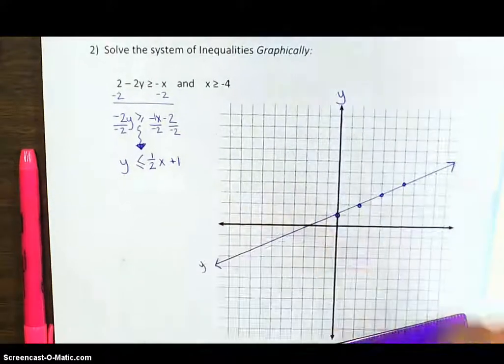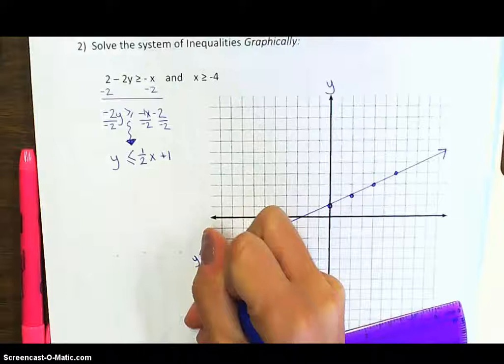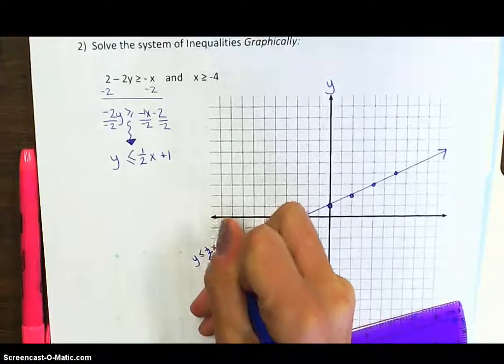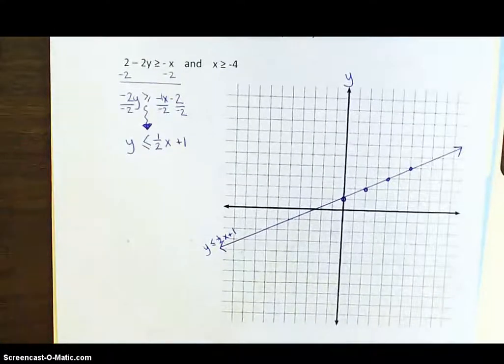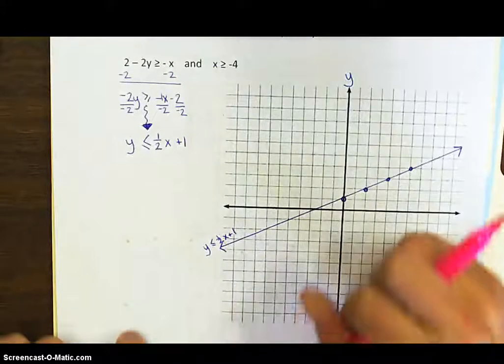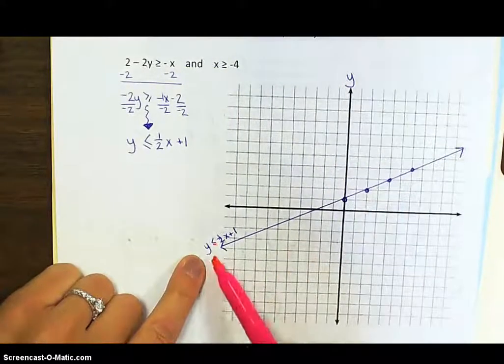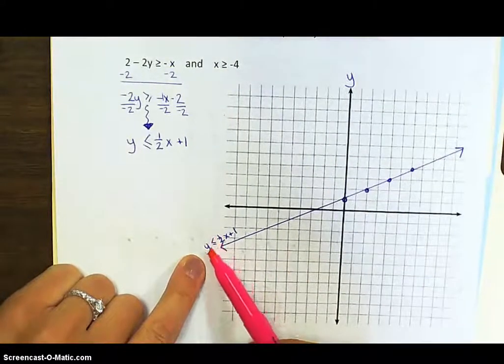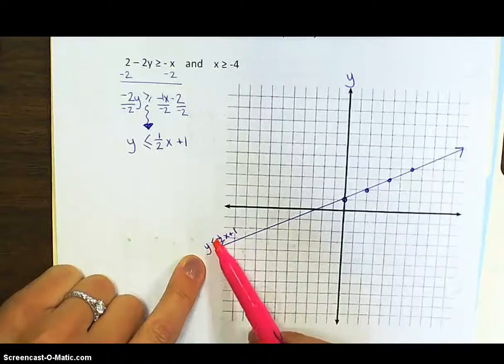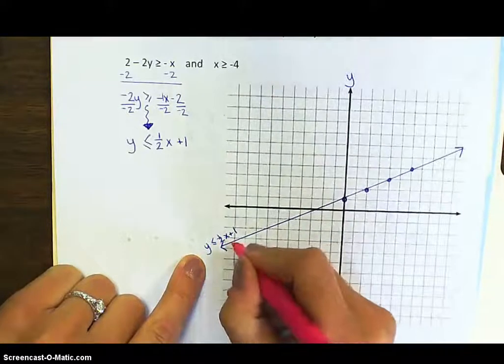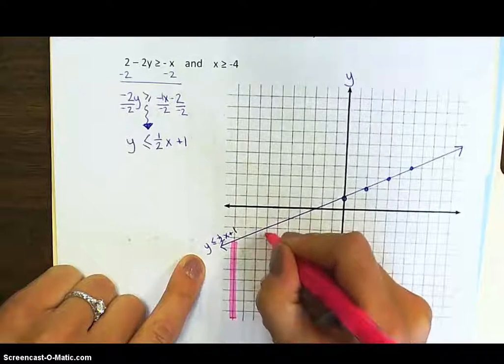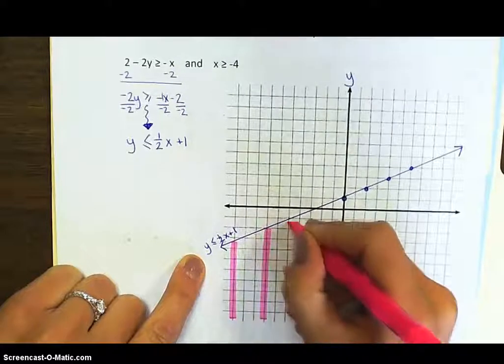So y is less than or equal to 1/2 x plus 1. Okay, so now we have to do our shading. So I'm going to pick up my first colored highlighter, and let's take a look. Y is less than or equal to, because we're pointing away from the y, so less than. So I'm going to take my highlighter, put it on the line, and shade down.